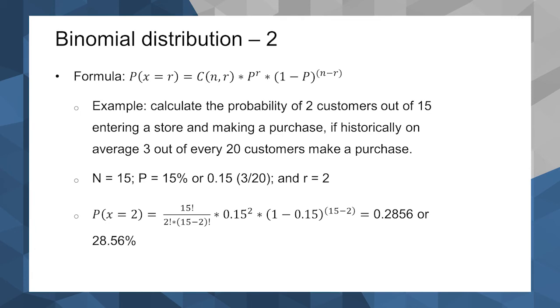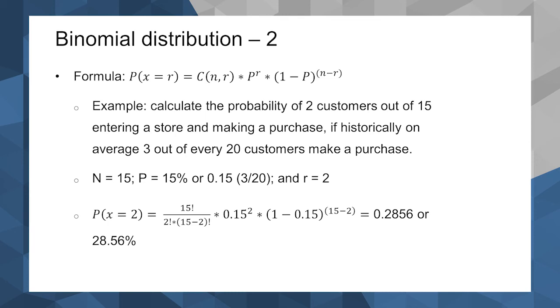So to calculate the probability of x, number of successes equal to 2, we calculate 15 factorial over 2 factorial times 15 minus 2 factorial, multiplied by the probability of success, 15%, to the power of 2, the number of successes, multiplied by 1 minus 0.15, which is the probability of failure, to the power of the number of failures. Now, notice we use the powers because it makes it simpler.